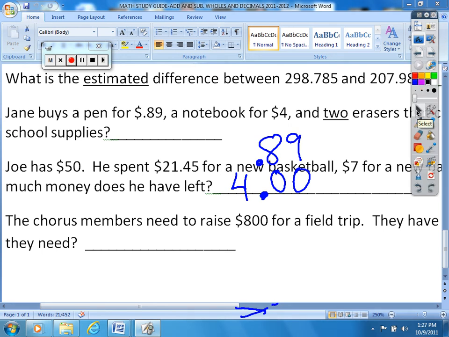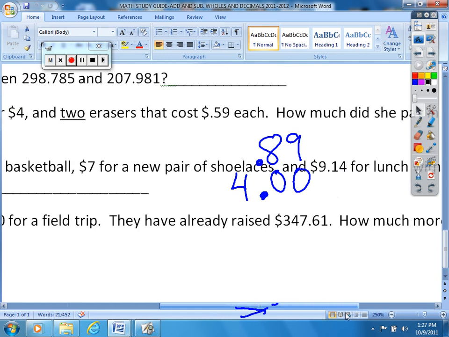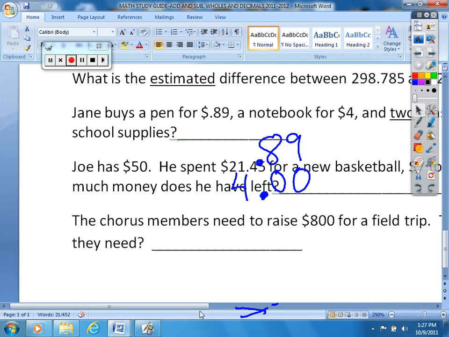Let me move my problem over so you can see the rest of it real quick. And 2 erasers that cost 59 cents each. So I've got 2 of them. Now, the students have not studied multiplication of decimals yet. We will. But for now, the easiest way for them to do that is to realize, hey, I better put 59 cents down twice. So now I can add it.